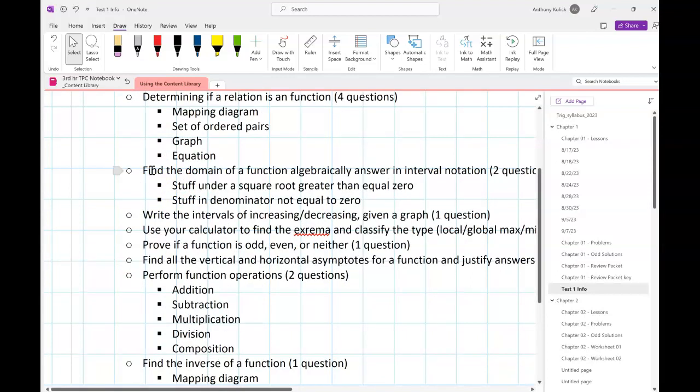You should be able to find the domain of a function algebraically and write your answer in interval notation. I'll have 2 questions like that. The trick for that is you have to remember that the stuff under the square root needs to be set greater than or equal to 0.